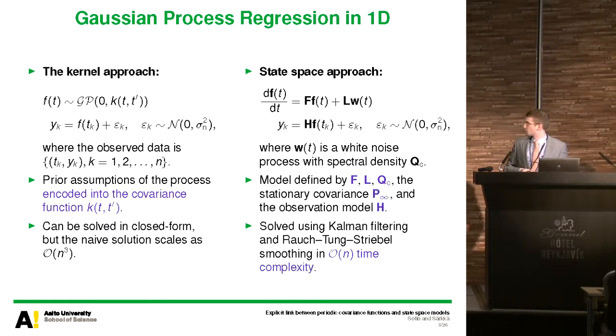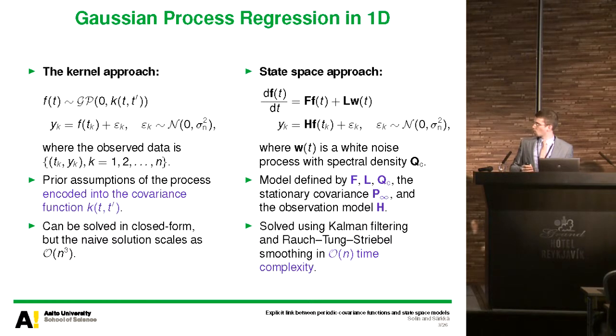There's an alternative approach to this problem. It's called the state space approach, where we consider the model to be a stochastic differential equation with some observations of it. In this case, the model is characterized by the model matrices F, that's the feedback matrix, L, the noise effect matrix, and the spectral density Qc of a white noise process that is driving the process. Furthermore, we need some observations, and we have an observation model that is in the H matrix.